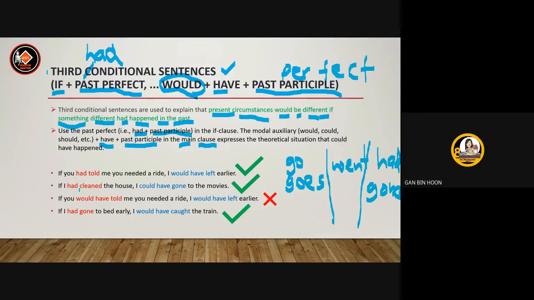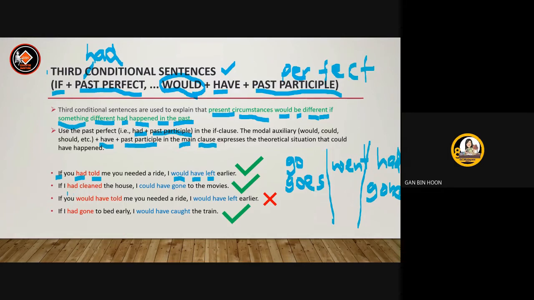Okay, let's look at the first one. If you had told me you needed a ride, I would have left earlier. Okay, tetapi perkara ni sudah berlaku. Bermaksudnya awak tidak beritahu saya, awak perlu tumpang. So, saya tak pergi lebih awal. So, jika awak telah bagi tahu saya akan pergi awal. Okay, so the sentence will be, if you had told me you needed a ride, I would have left earlier.